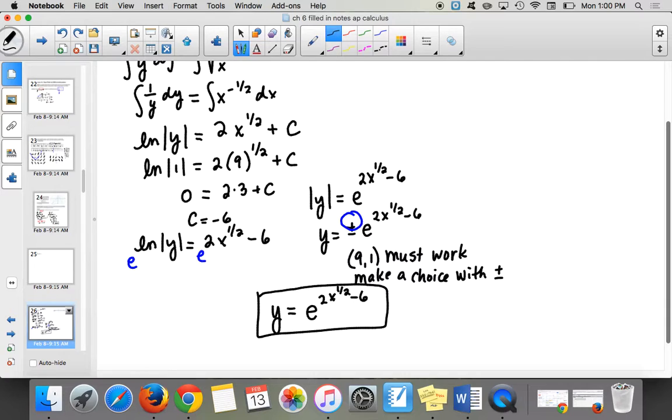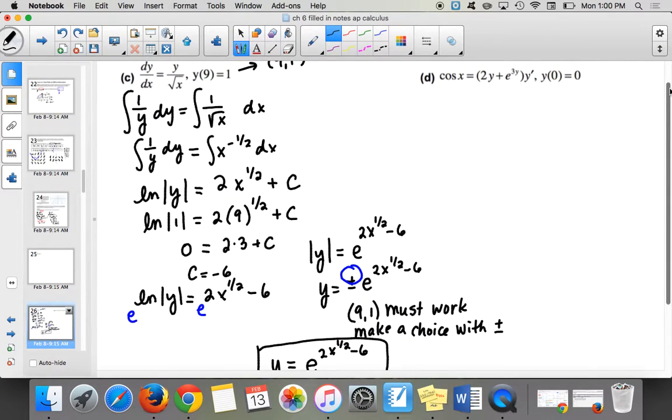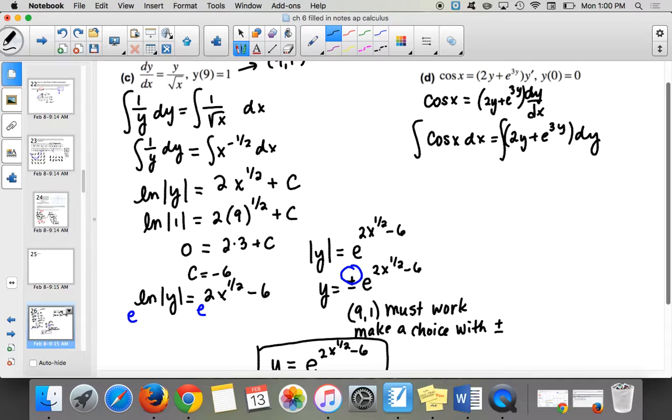All right, so let's start the next one. So this one, again, we have to separate our variables. Now the dy over dx is on the right-hand side. And the variables are pretty much separated for you, but you've got to multiply that dx over. So it's going to be cosine of x dx equals 2y plus e to the 3y dy. So we've separated, and now we integrate. You can do the integration sign on your separation step. It doesn't matter.